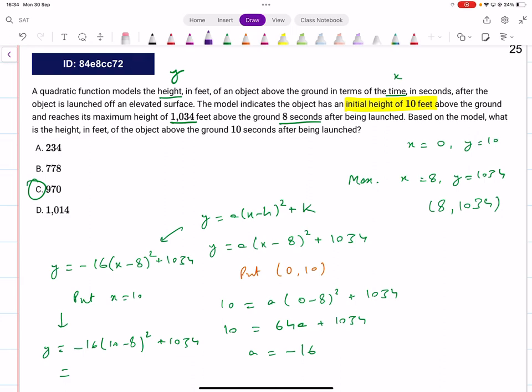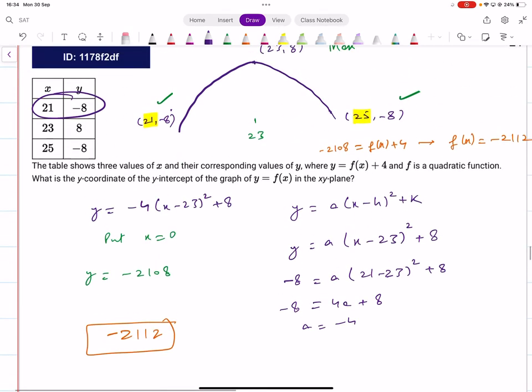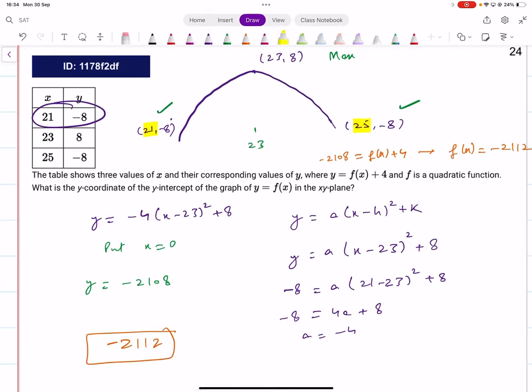Initial height is 10, in 8 seconds it goes there. Yes? We were looking for the y-intercept. Y-intercept पे x 0 होता है.